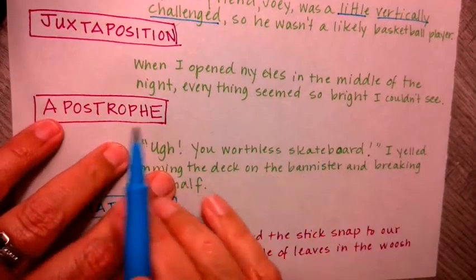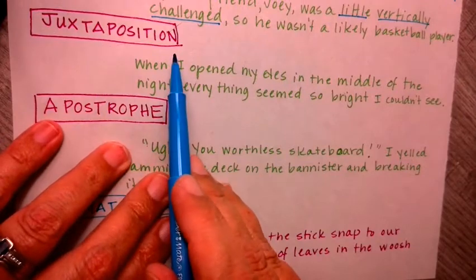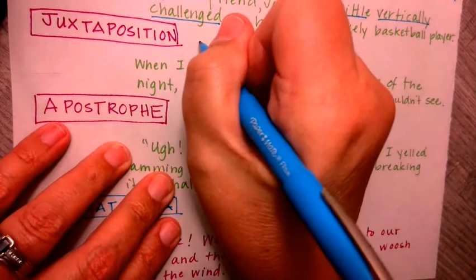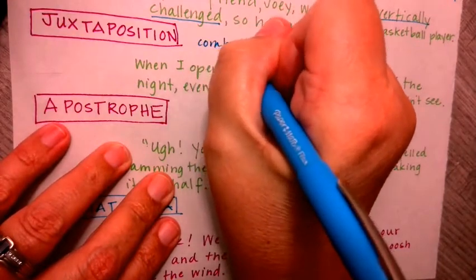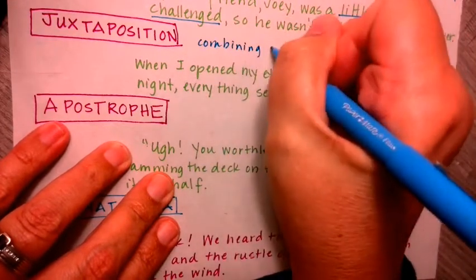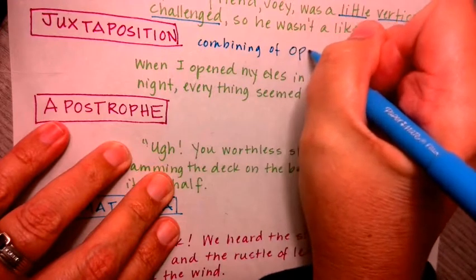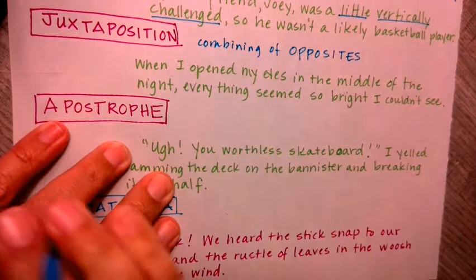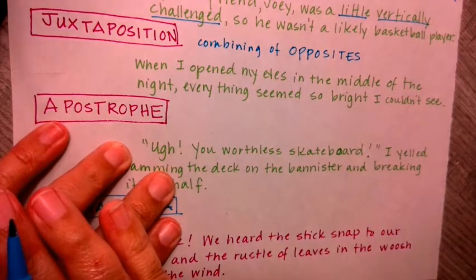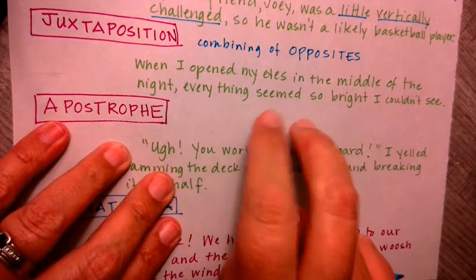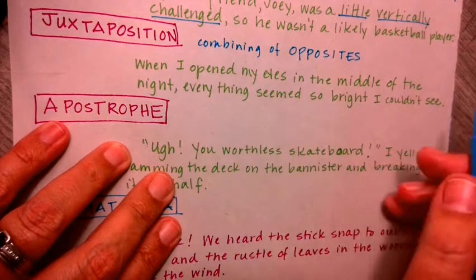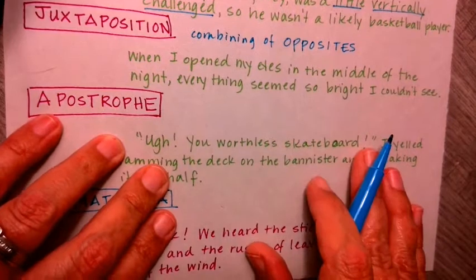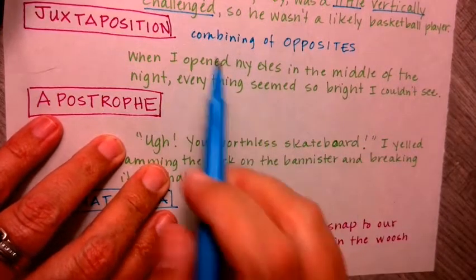All right, the next one is called juxtaposition. It's such a fun word to say also. So juxtaposition is the combining of opposites. So an oxymoron is when you take two words side by side that are opposites. But a juxtaposition, you can bring that out in a whole sentence. So it's when you combine opposites.